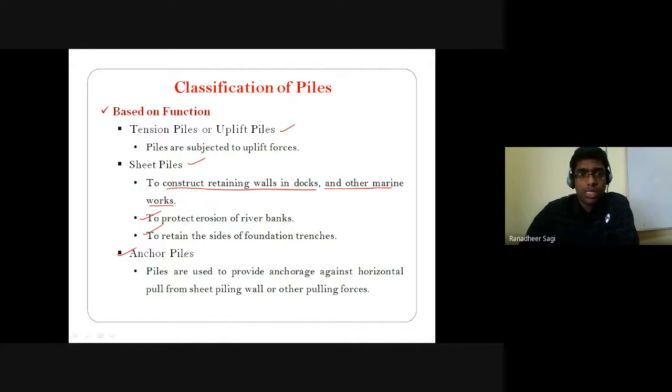And coming to what is meant by anchor piles, these piles are used as anchorage against horizontal pull from a sheet piling wall or other pulling forces. For example, if you place only a sheet pile, there is a possibility that if the force exerted by the water is more, the sheet pile can get dislocated from its position. You will see a deflection in the sheet pile because of the pressure exerted by the water. Or if the pressure exerted by the soil on the other side is more, the sheet pile will not stay in its position as installed. Rather, you will see failure developing in such a sheet pile.